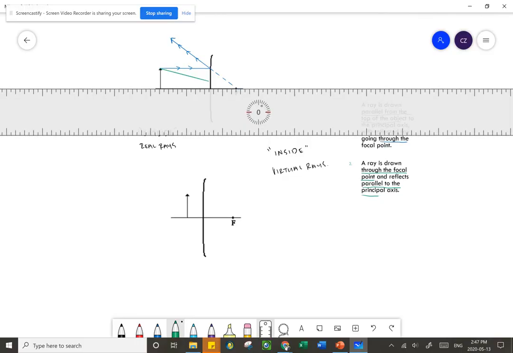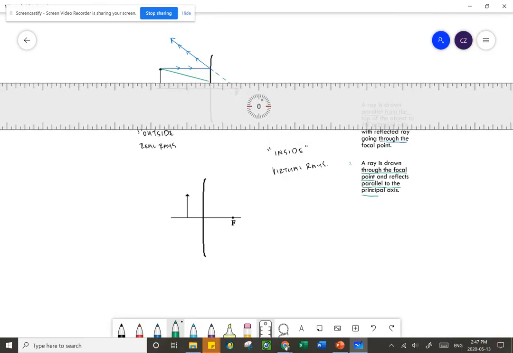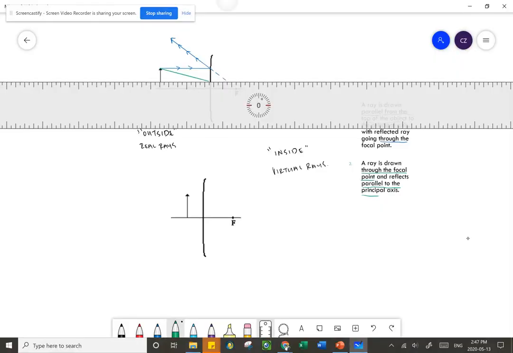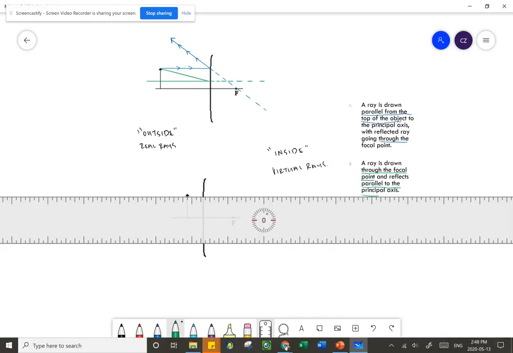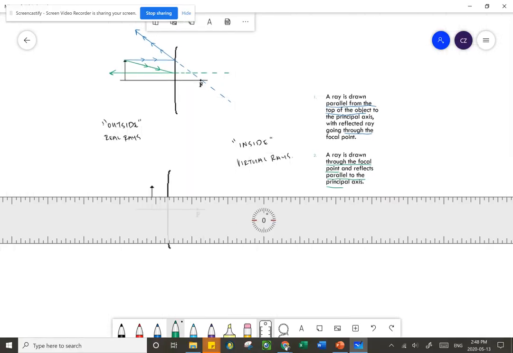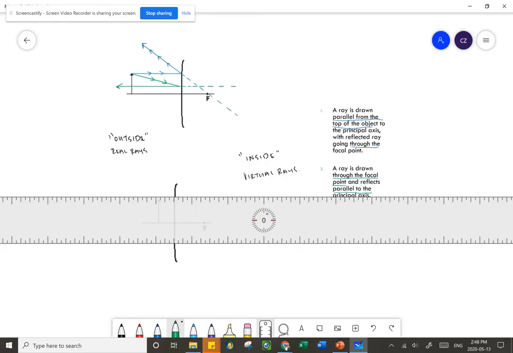So my principal axis is right here. So it's going to get to the point where it meets the mirror. Okay, and it's going to bounce off or get reflected parallel to the principal axis. But again, we're going to extend that reflected ray back into the mirror. But I'm dotting the line to tell the reader that it's a virtual ray. Okay, so it was going to go through the focal point, it hit the mirror, so it bounced off, and it bounced off parallel to the principal axis.